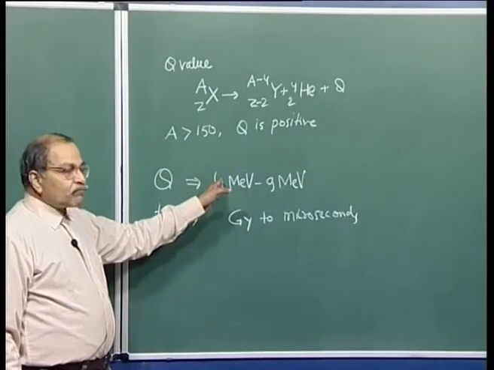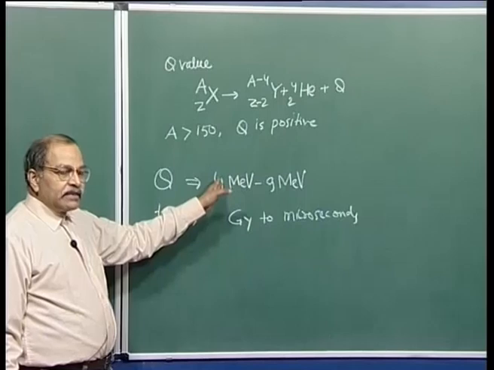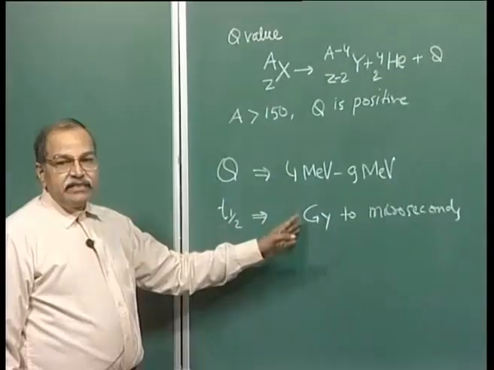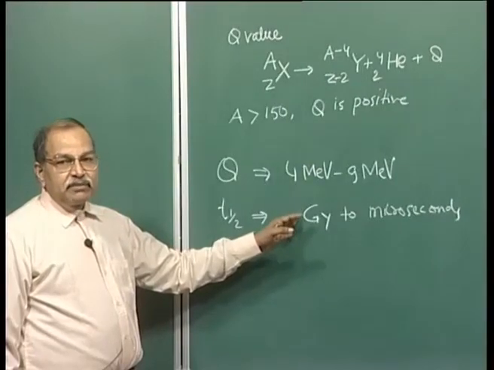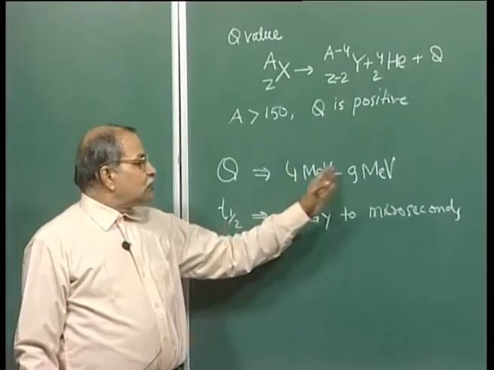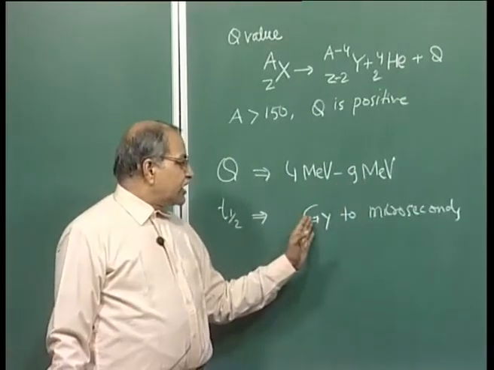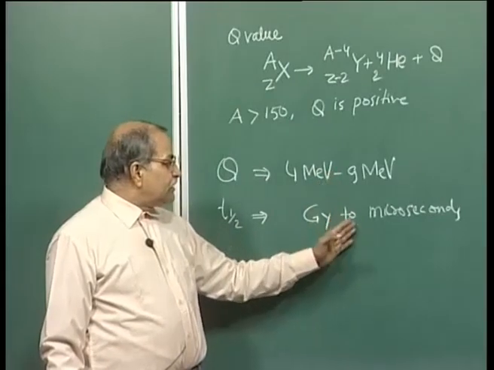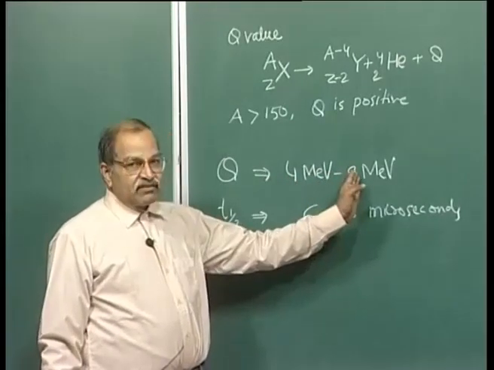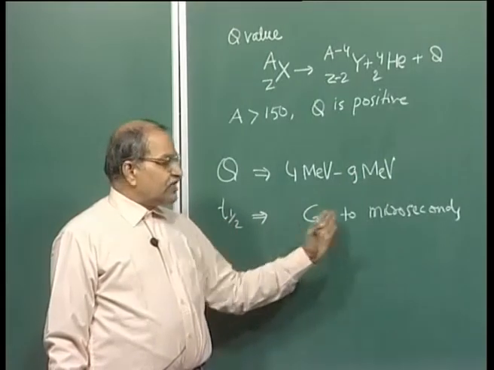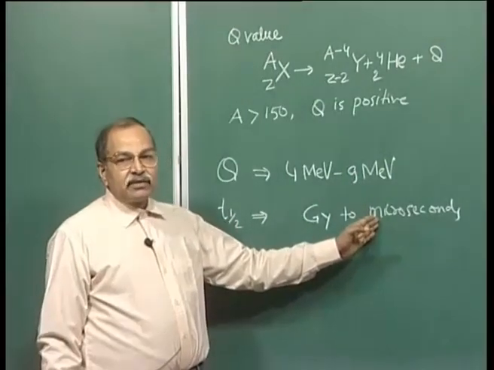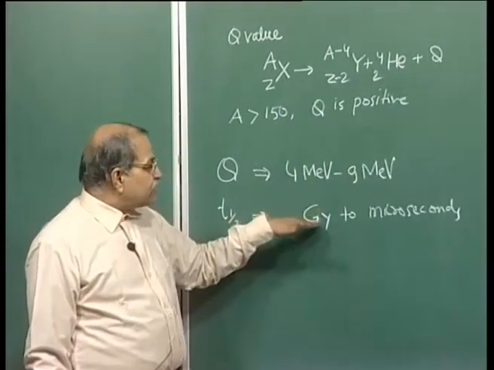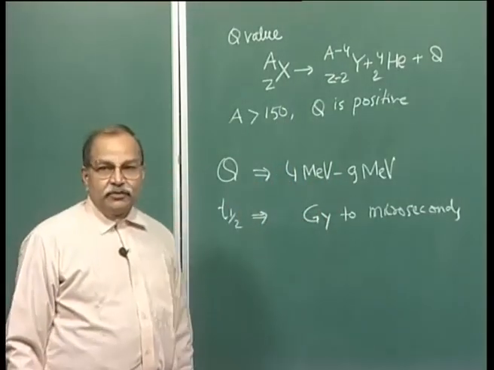It is related with this Q. Smaller the Q value, smaller the energy available to the alpha particle, larger is the lifetime. That means decay probability is small, and as Q increases, the lifetime decreases. The point to be seen is that Q varies only by a factor of 2, whereas the lifetime varies by a factor of say 10 to the power 24, 25, 26 and so on. So, very sensitively it depends on the Q value.